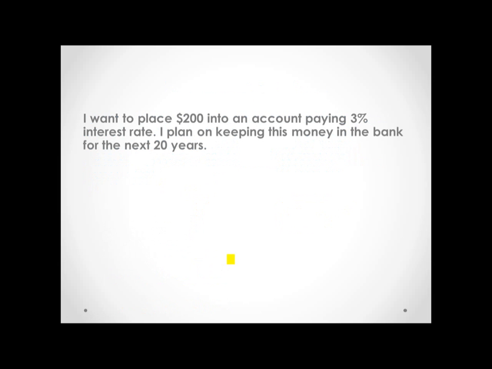I want to place $200 into an account paying 3% interest rate. I plan on keeping this money in the bank for the next 20 years. How much will I have in my account in 20 years from now? So remember, I want to put in $200, 3% interest rate, and 20 years.